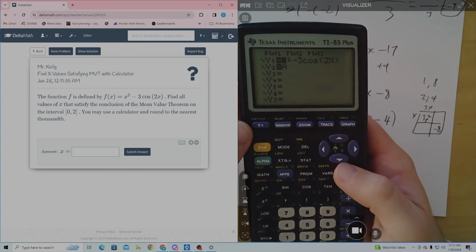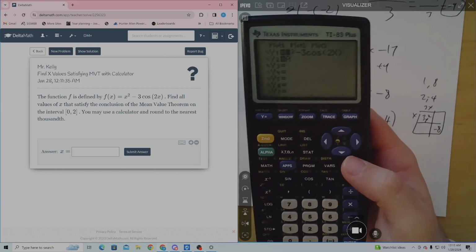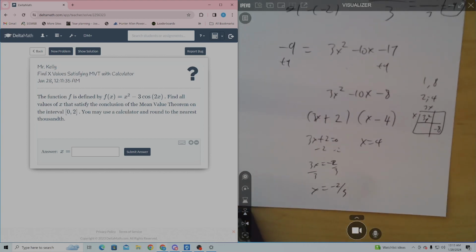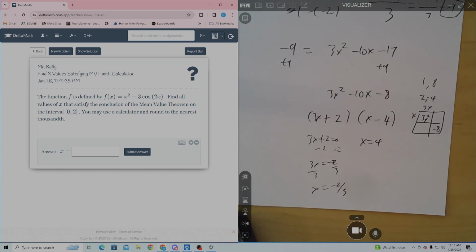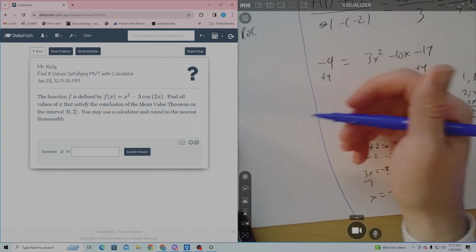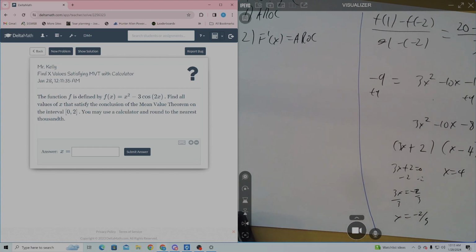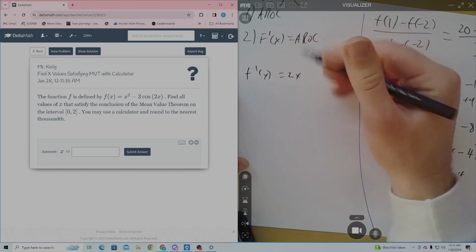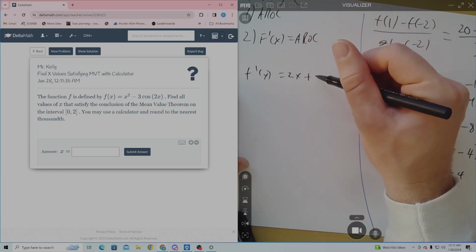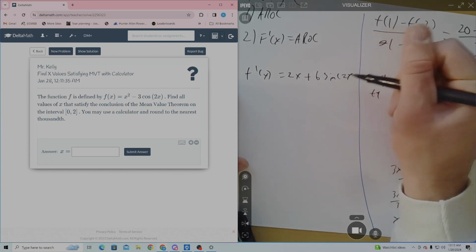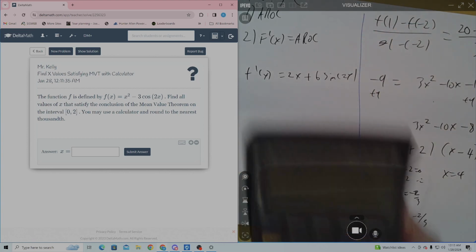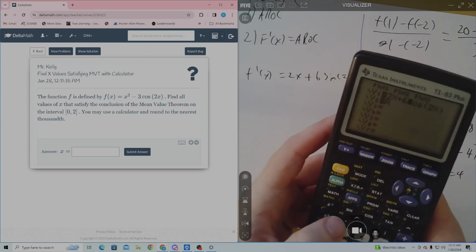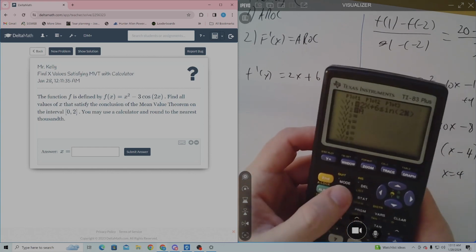And here, in y1, I don't want to put this. I think that's another mistake I'm seeing. You don't want where the function is that; you want where the derivative is that. In this case, this is a different problem. The derivative, f prime of x, is 2x plus 6 sine 2x. So I'm going to put that in instead: 2x plus 6 sine 2x.